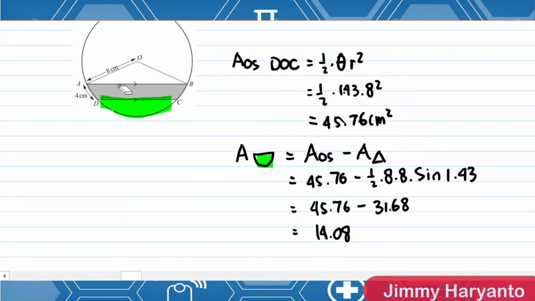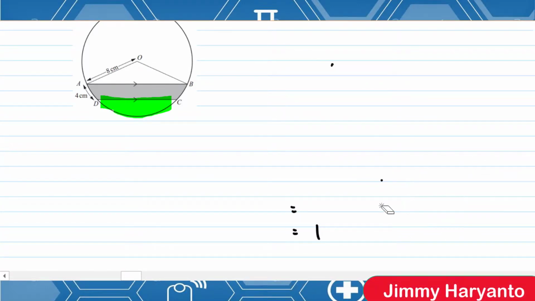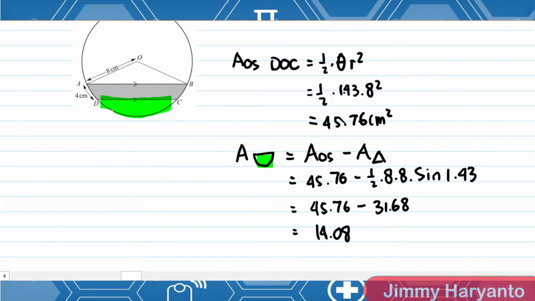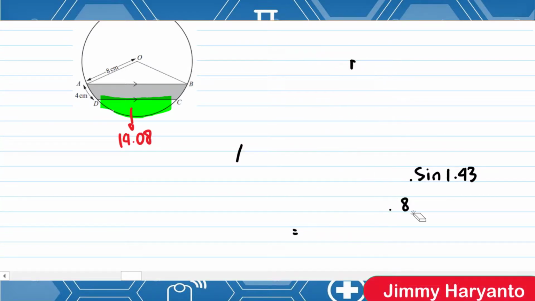And then the question wants us to find this gray one. Gray, what is it in English? Okay. Wait, 14.08. Okay, wait, let me write it first. Okay, after that I can remove this.